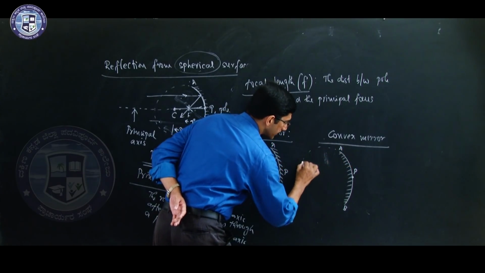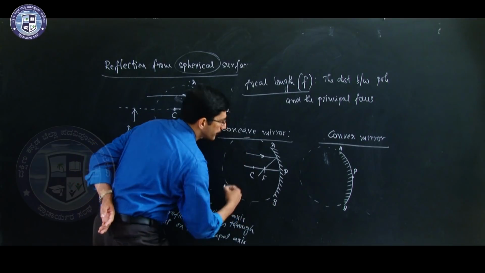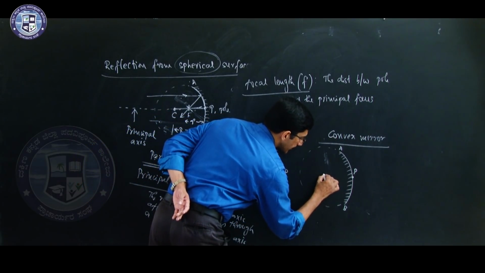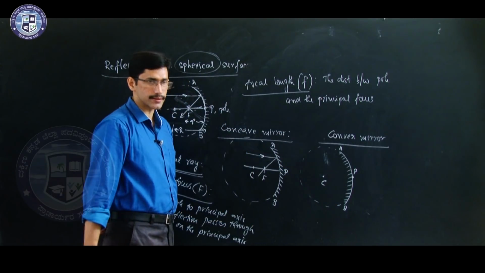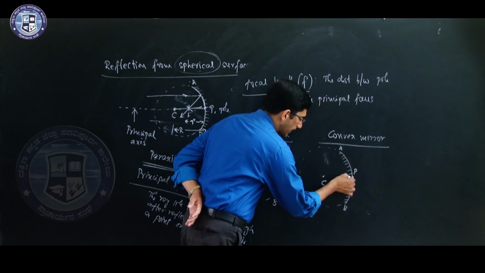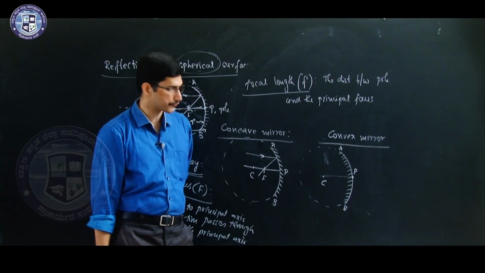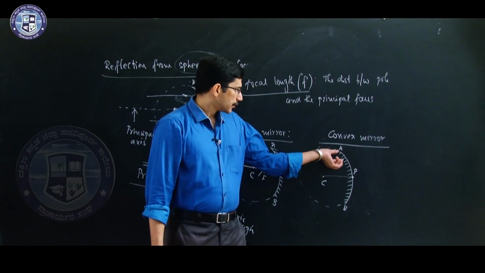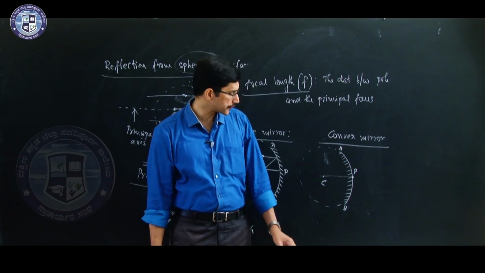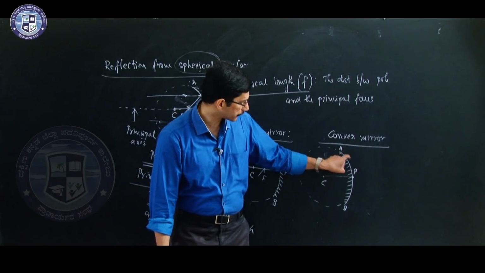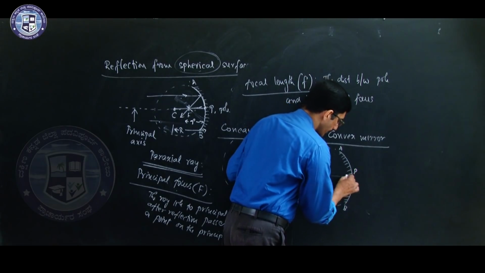If you complete the sphere here, the center lies somewhere here, and this becomes the radius of curvature, from the pole to the center of curvature. Now, this surface is opaque, a polished surface, therefore the reflection cannot take place from this surface, and the reflection takes place from the other surface.